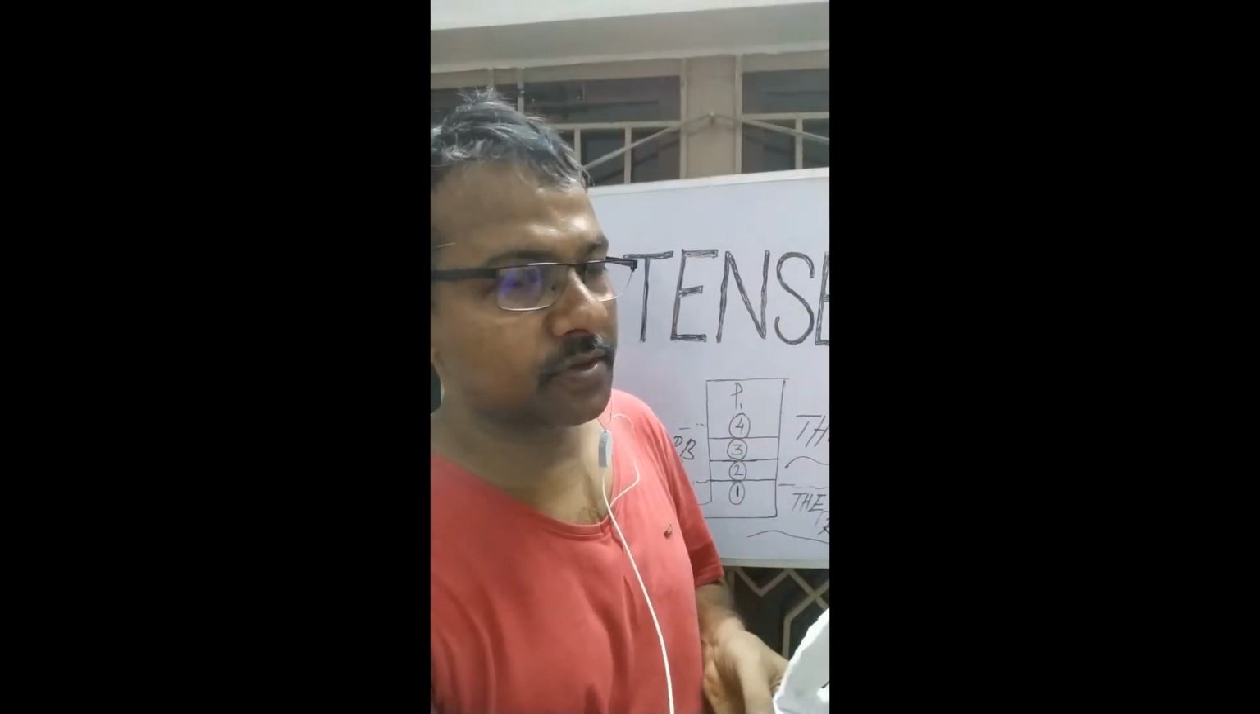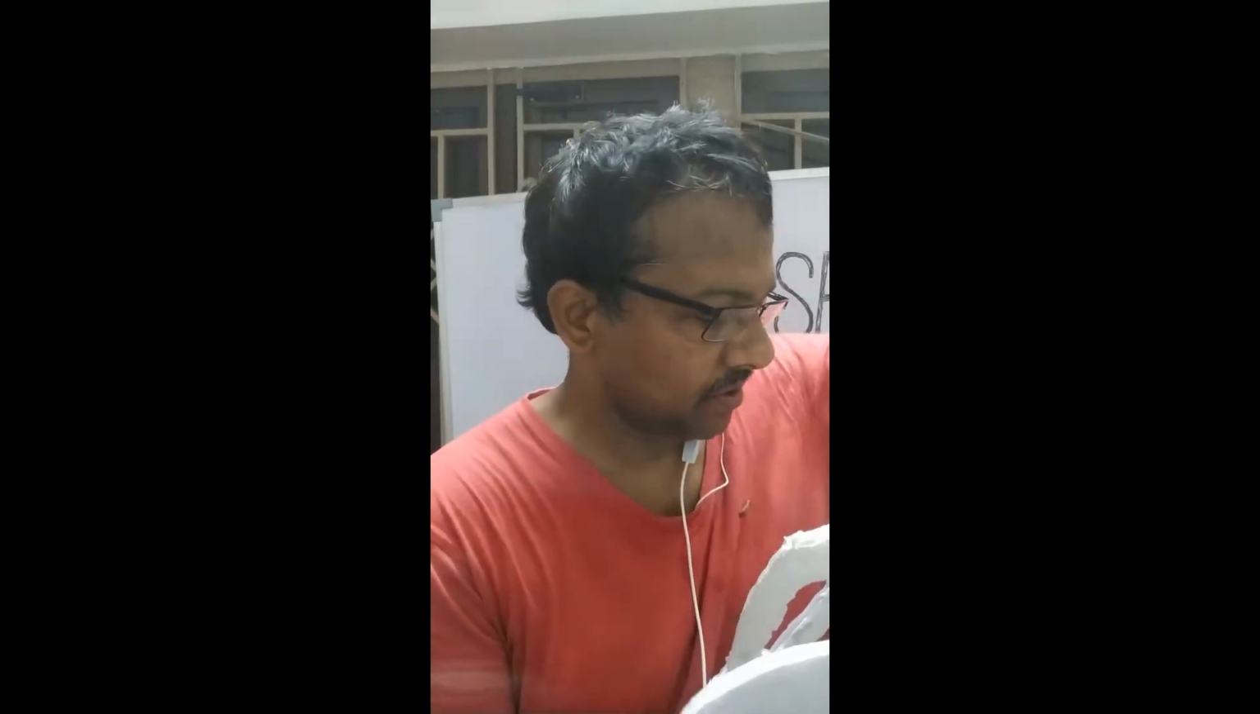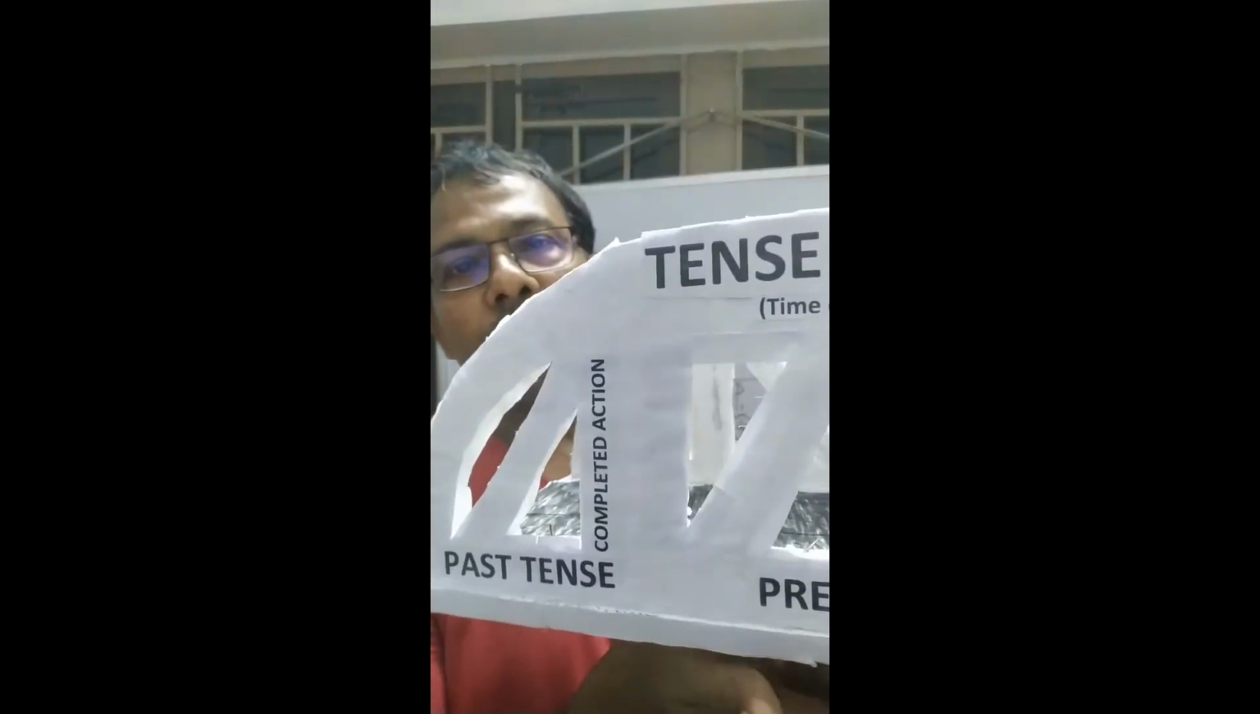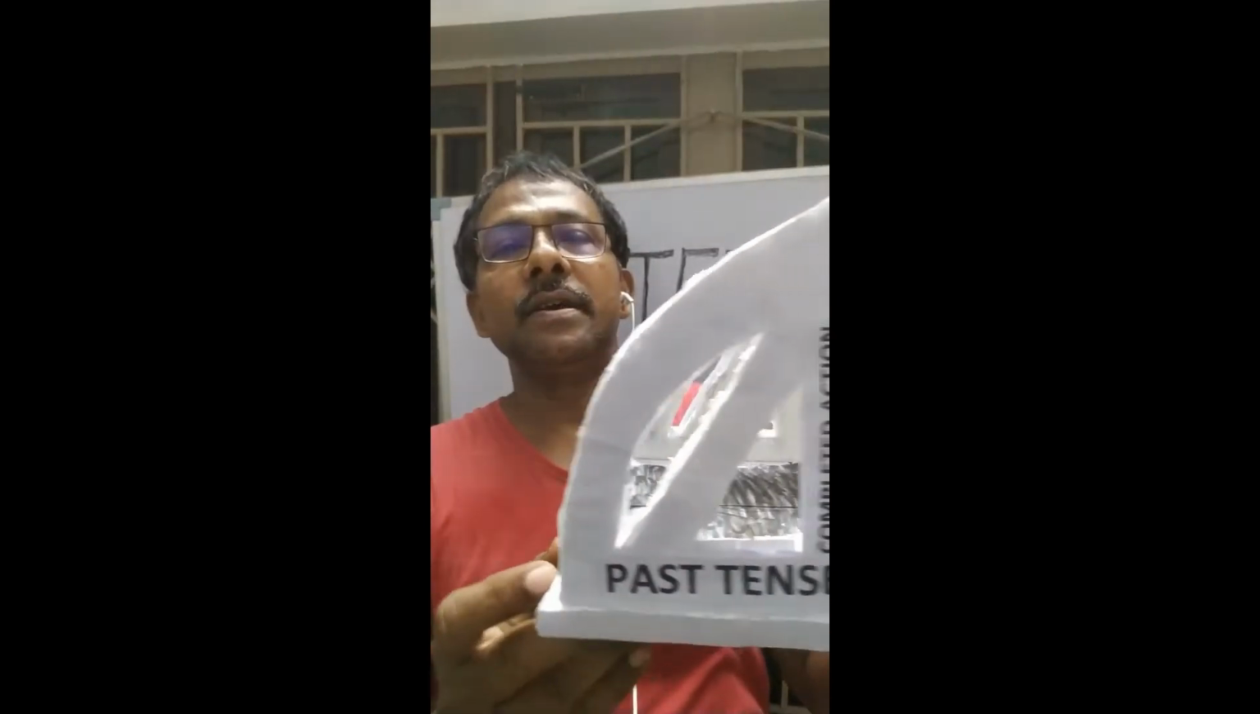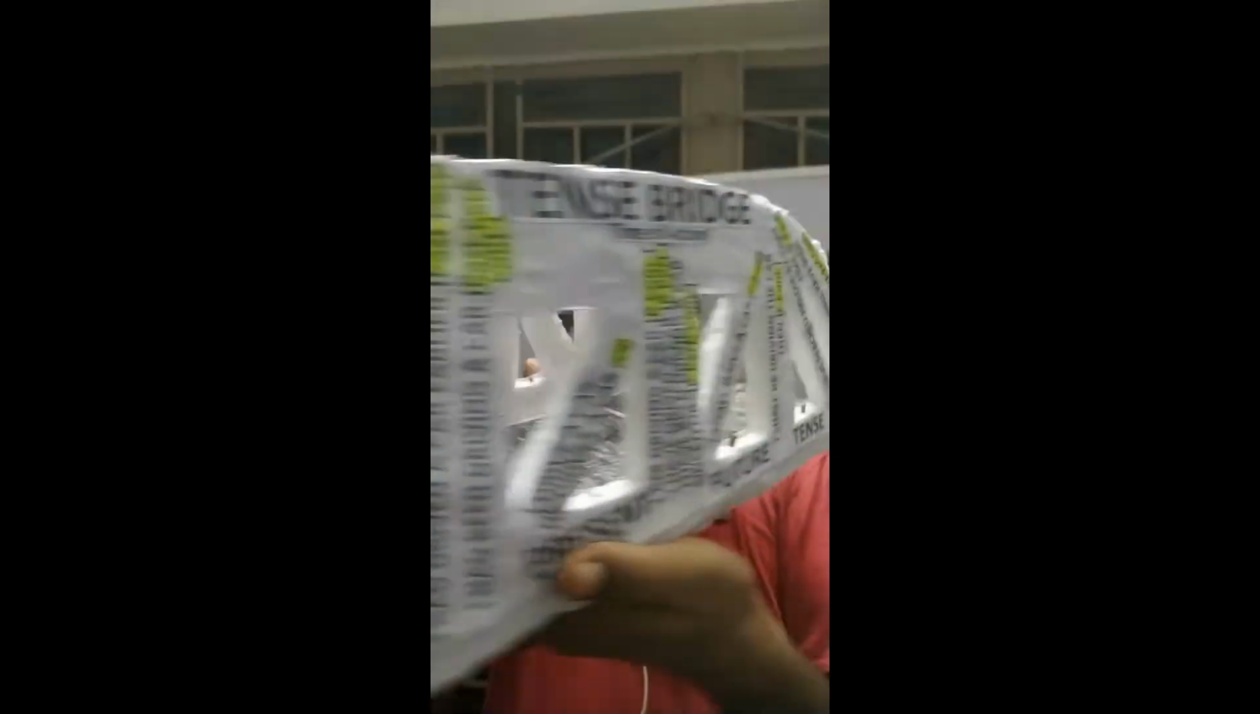Today, now, I am going to show you the model. And the model has two components. One, the bridge component. See the bridge. This is the bridge part. And the name of the bridge is Thames Bridge.